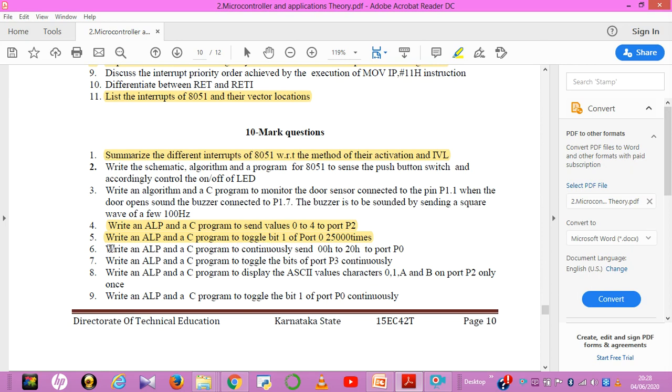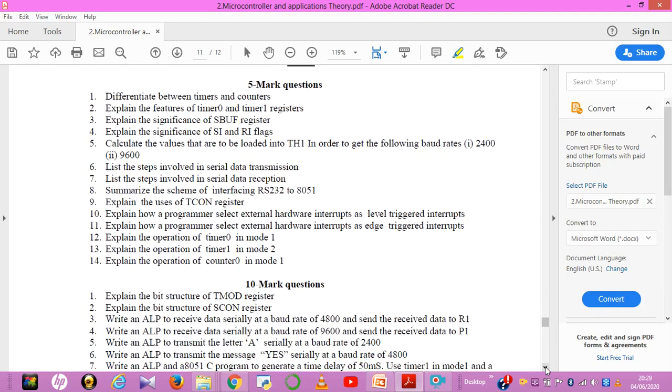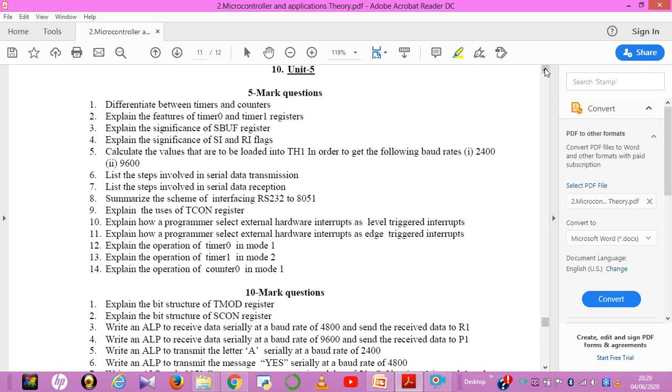Next is write an ALP and C program to continuously send 00H to 20H to port P0. Write an ALP and C program to toggle bit 1 of port 0 continuously. These are the programs I have solved in the classes, and I have explained in the lab as well, and I have told in videos also. Those are important questions from unit 4. Now we'll come to unit 5.